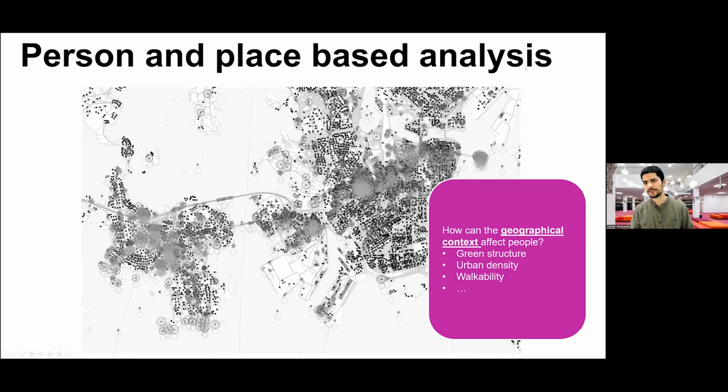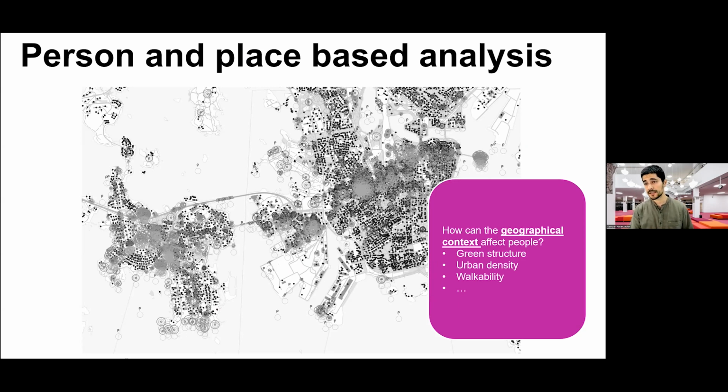So how we usually do this research is by asking the right kind of questions. So the questions are usually like, okay, how can the geographical context affect a person in a certain way? So you might be looking at green spaces or walkability or urban density. It doesn't matter what you're looking at. Usually the question is that, okay, this is my urban context, this is my geographical context, and I want to see how that affects people.